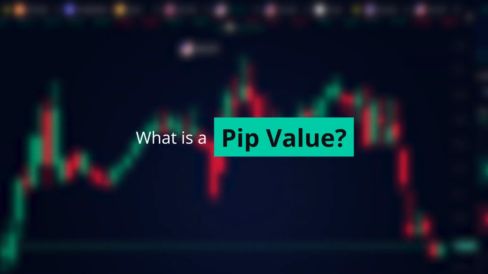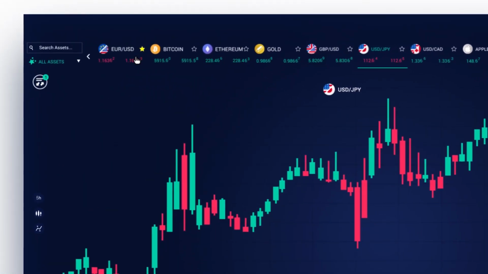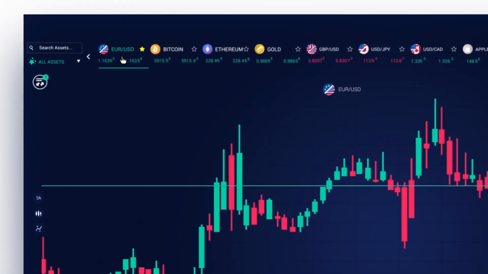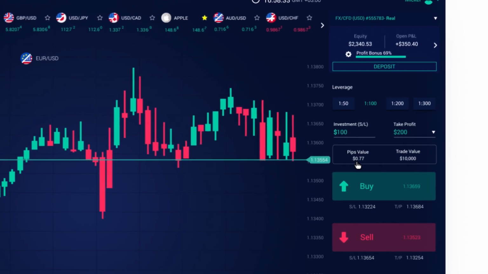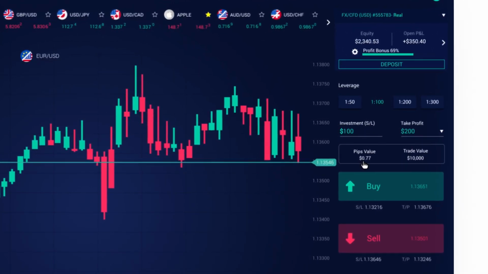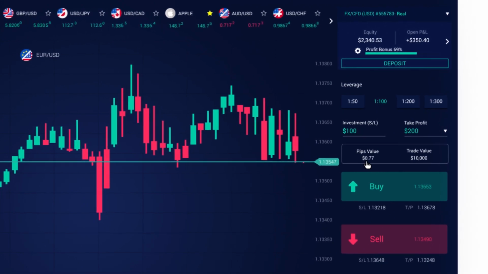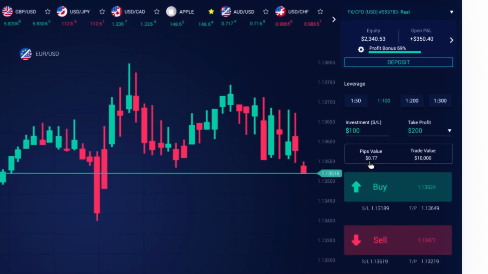What is a pip value? Now that you know what a pip is, let's talk about its value. A pip value represents the net worth against any 1 pip movement in your account currency. The pip value is important to you as it helps you determine the precise extent to which the price change affects your profit and loss values for every trade.